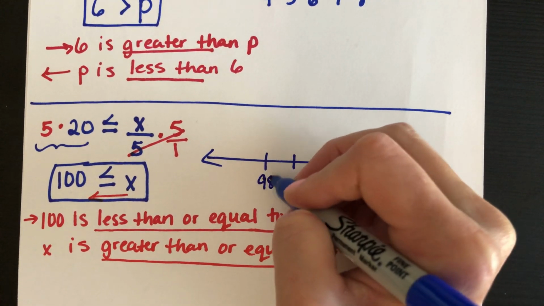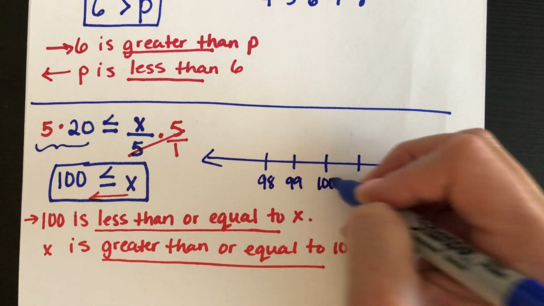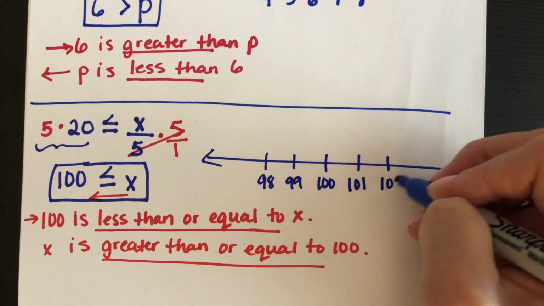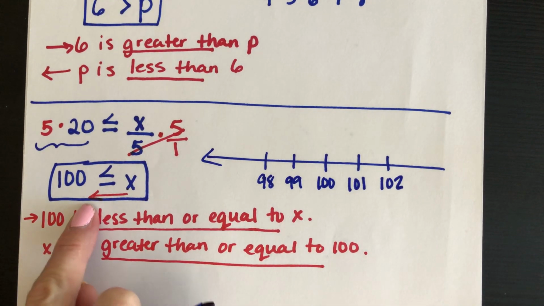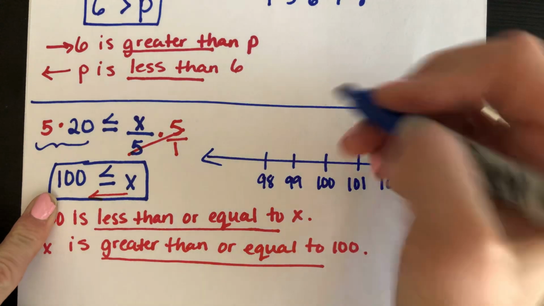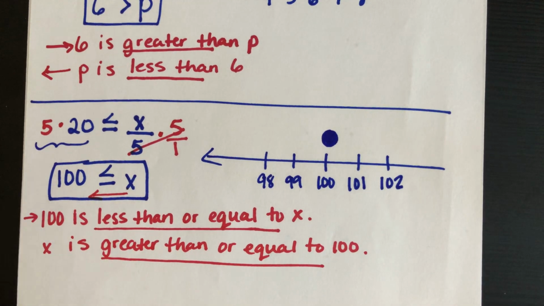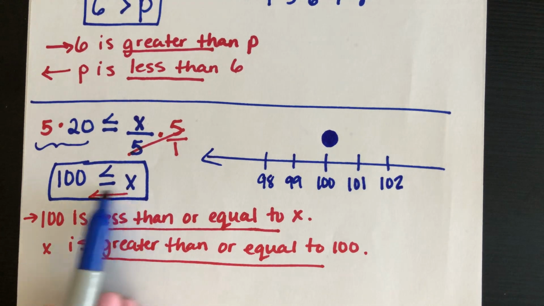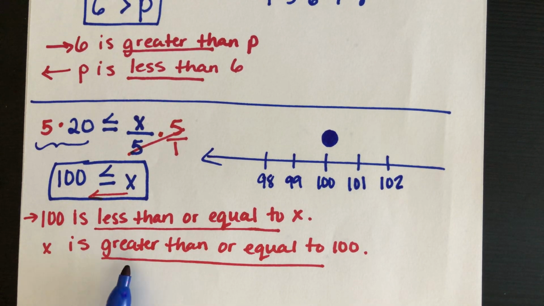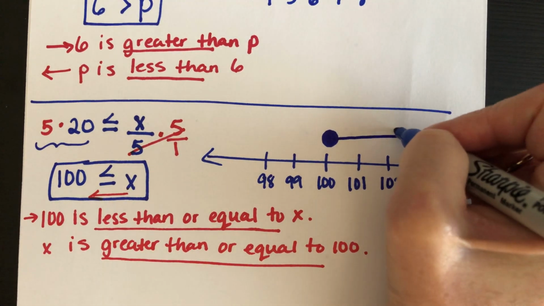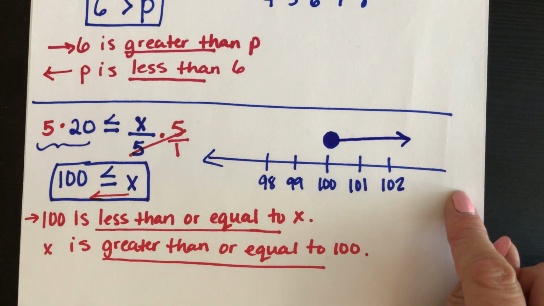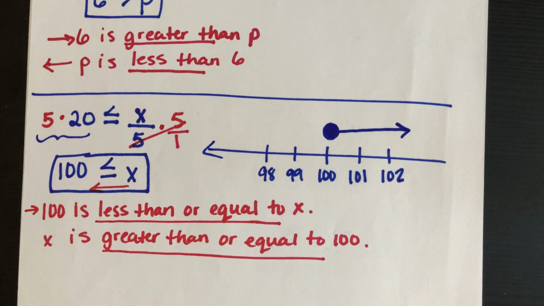So I have 98, 99. Okay, so now I have 100 as my number, so I'm going to draw my circle on 100, and I'm going to shade it in. But since I'm reading it from the variable to the left, x is greater than or equal to 100. So x has to be bigger than or equal to 100.